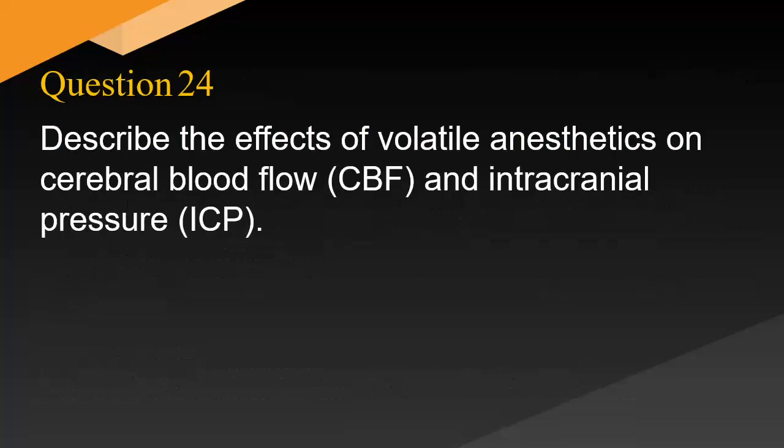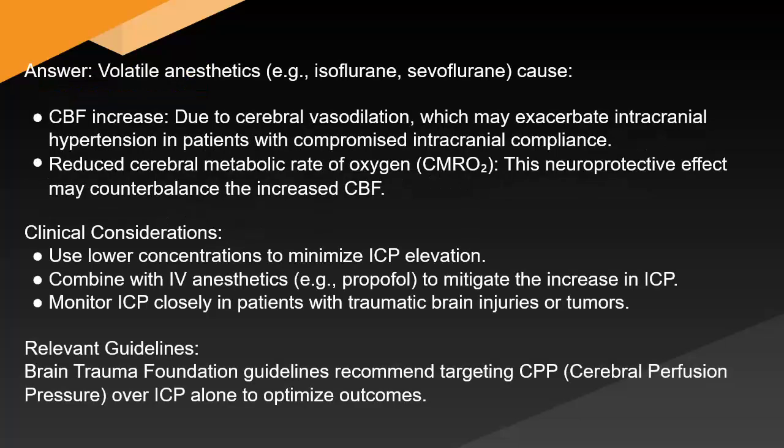Describe the effects of volatile anesthetics on cerebral blood flow (CBF) and intracranial pressure. Answer: volatile anesthetics, e.g., isoflurane, sevoflurane, cause CBF increase due to cerebral vasodilation, which may exacerbate intracranial hypertension in patients with compromised intracranial compliance. Reduced cerebral metabolic rate of oxygen (CMRO2). This neuroprotective effect may counterbalance the increased CBF.